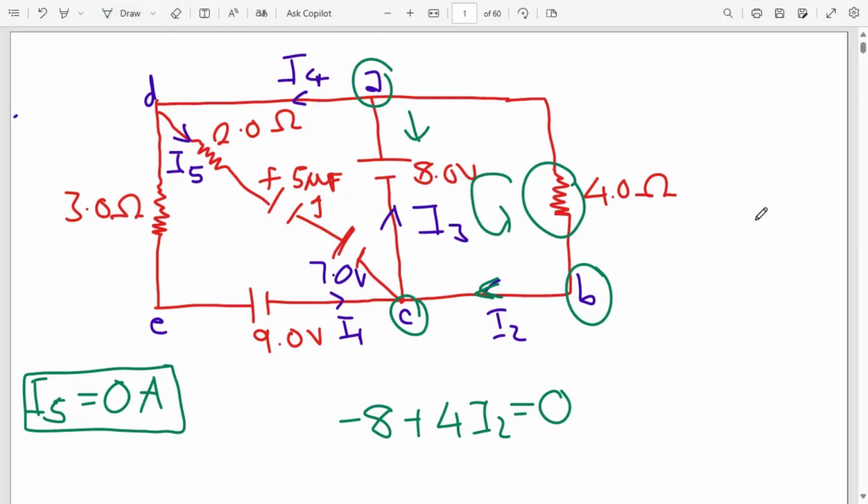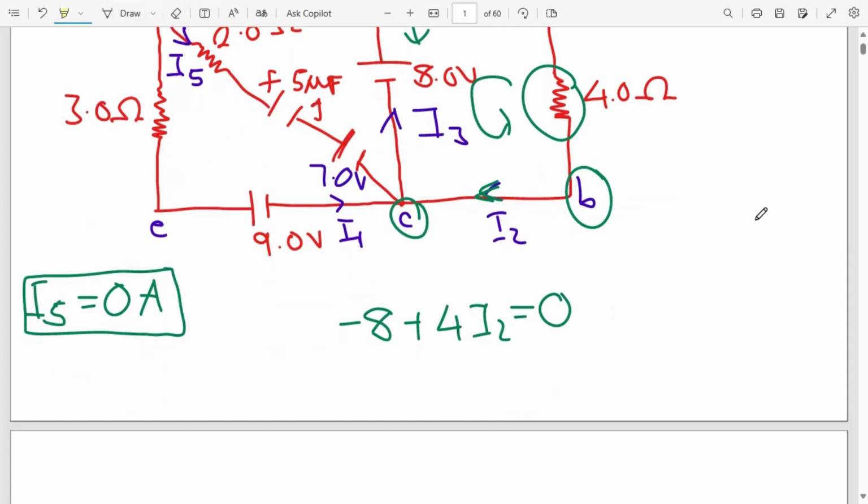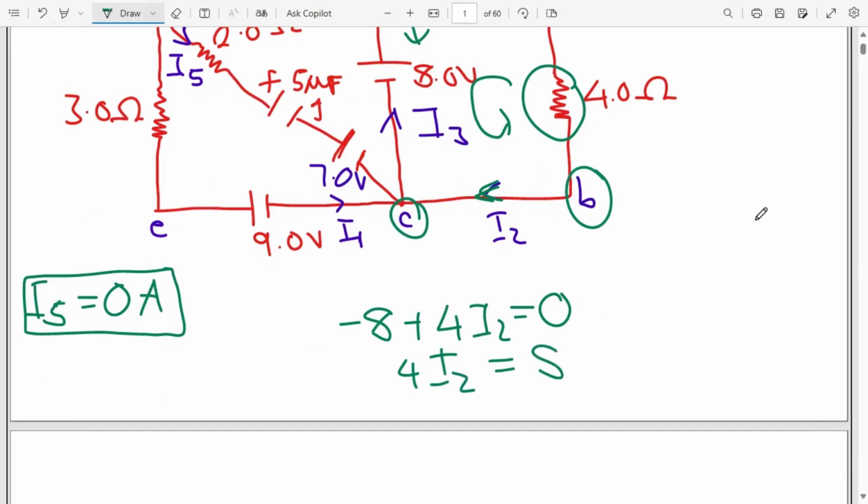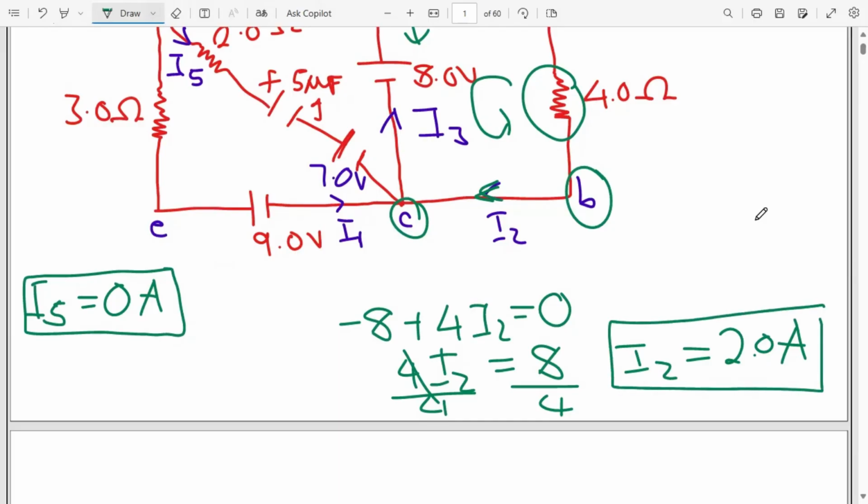So from here, I can directly calculate my value of current I2, because I'm going to have 4I2 being equal to 8.0. Then I divide both sides by 4. That means the current I2 is equal to 2.0 amps. I can even write it here on the corner. Current I2 is equal to 2.0 amps, just like that.